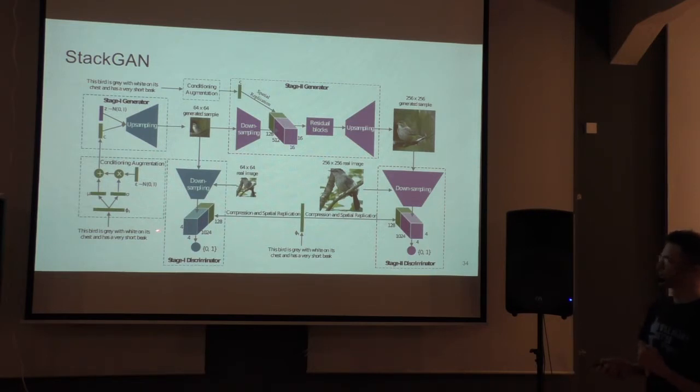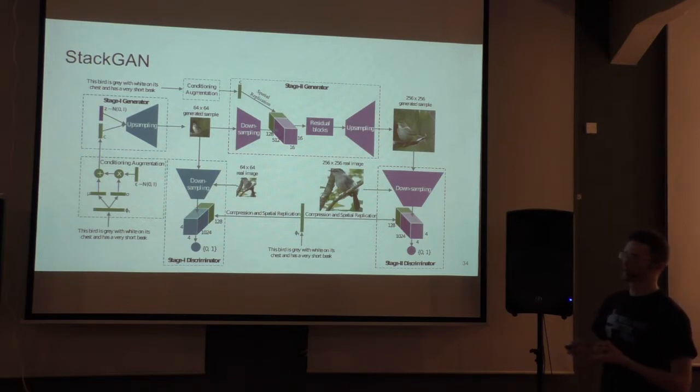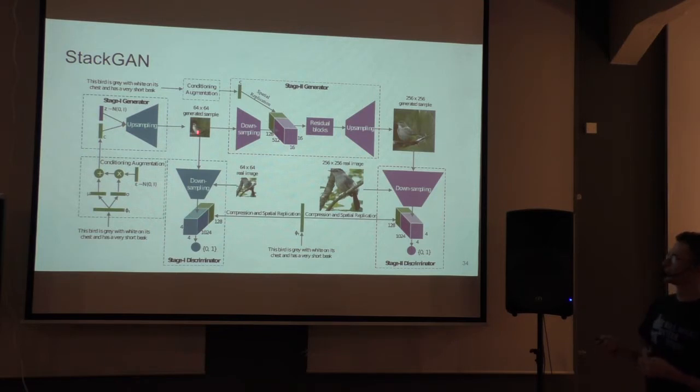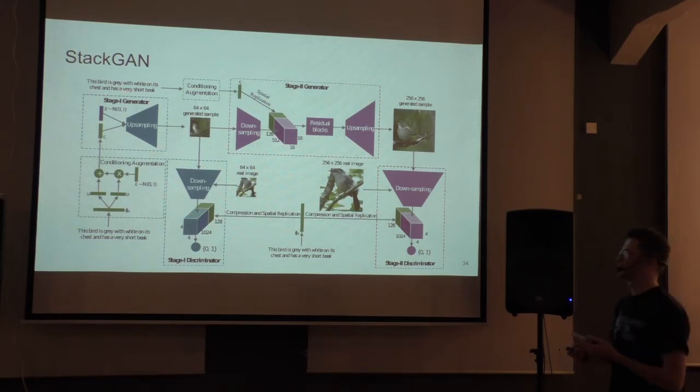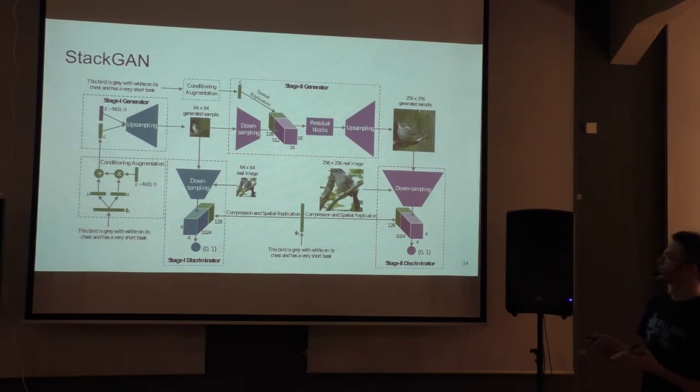The text description is embedded as word embeddings as an input into the StackGAN generator, and there are two stages to this. First stage, which produces a blurry, lower resolution image, and second stage, which upsamples the generated image up to 256 times 256. The results are spectacular.